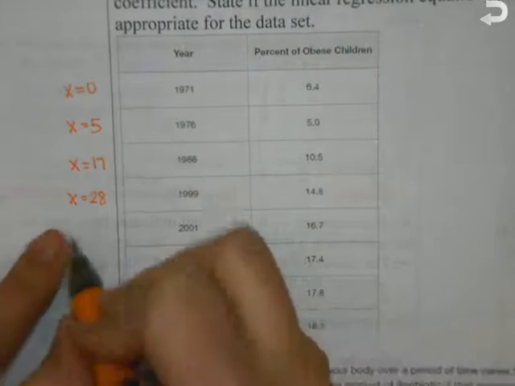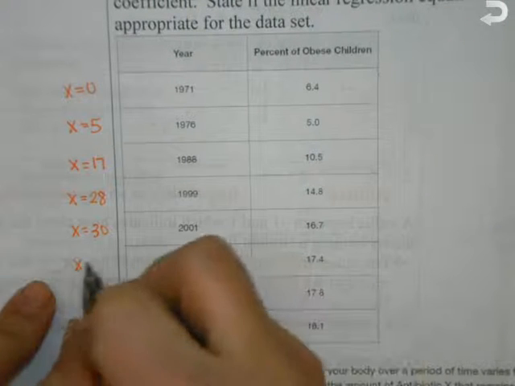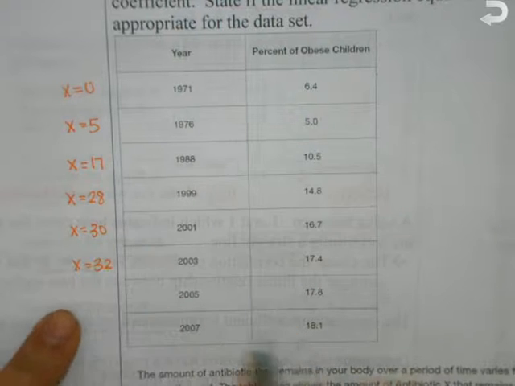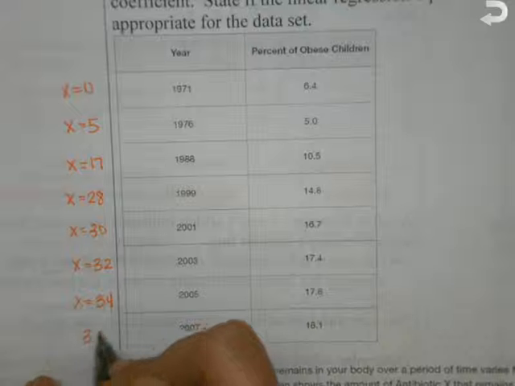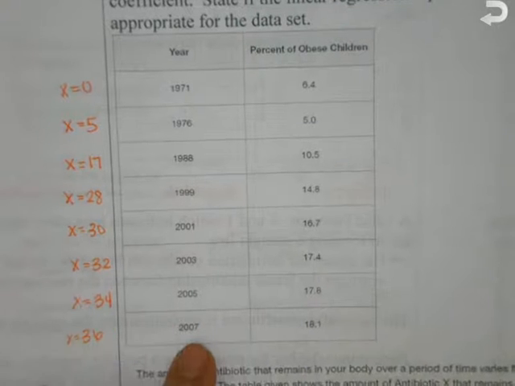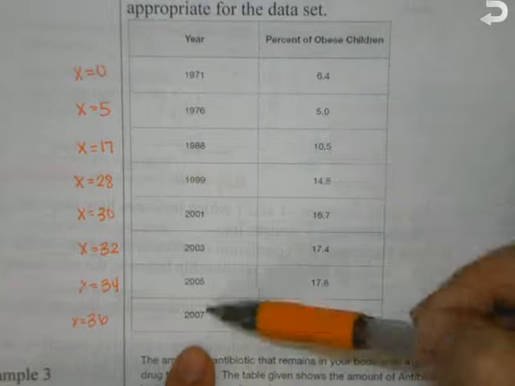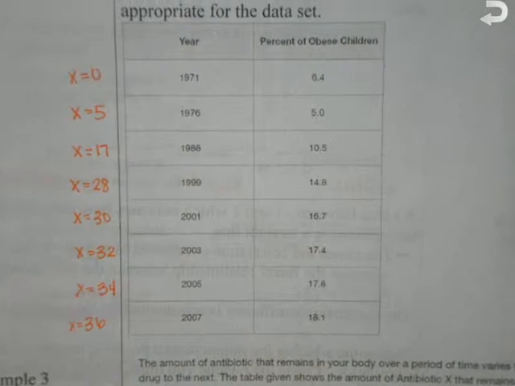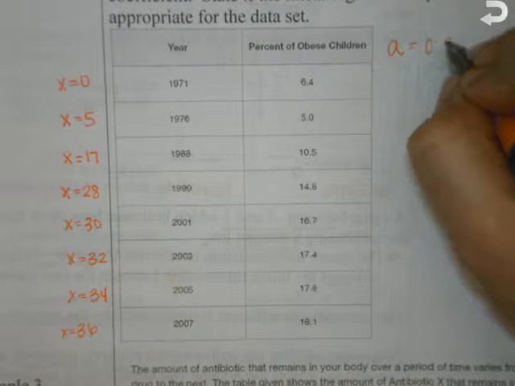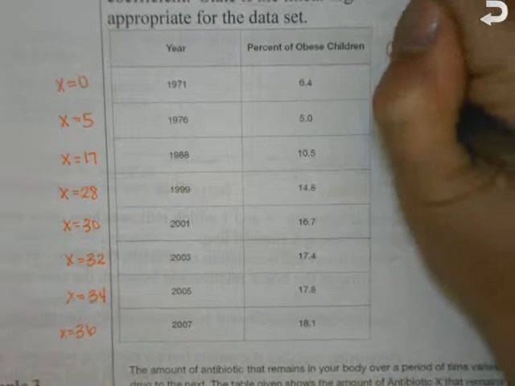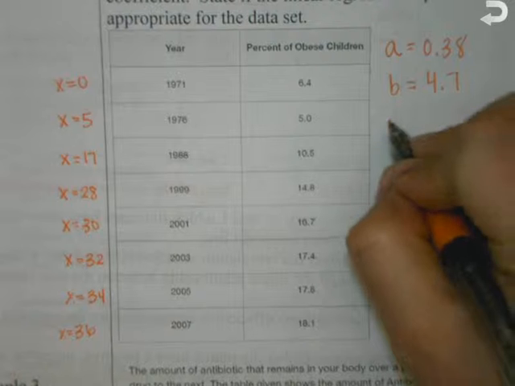So 2001 would be 30. 2003 would be 32, 2005 would be 34, and 2007 would be 36. Okay? So remember, you have to make sure that your first one is always x equals 0, and then you count from there. So if we were to plug all of this into the calculator, you would get an A value of 0.38, a B value of 4.7, and then it would say R equals 0.9851.